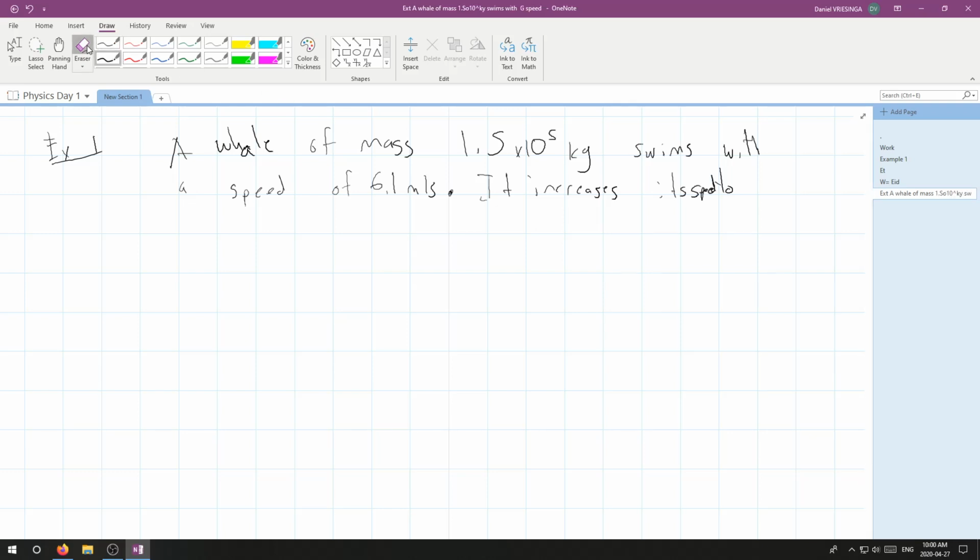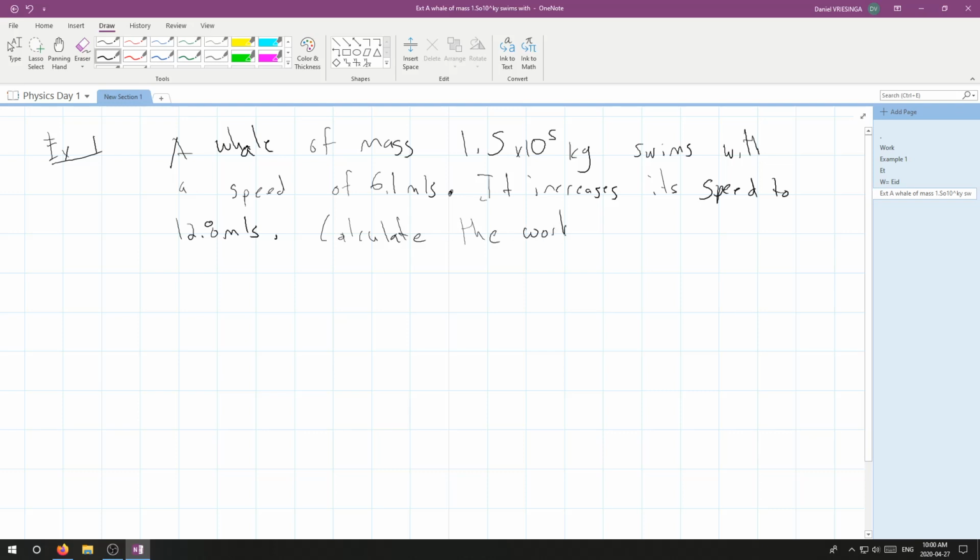I'm going to erase that. Wish me luck on this. Oh, it worked. It increases its speed to 12.8 meters per second. Calculate the work done by the whale. He obviously had to paddle to get going faster. Calculate the work done by the whale. So the whale did work on himself, right?